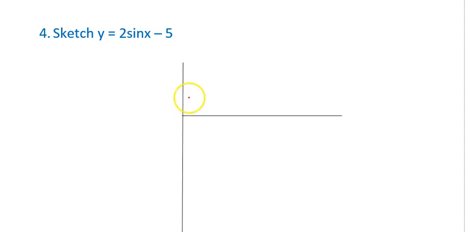Okay, for our last example, I wanted to do a combination of both things. So this 2 means that I have an amplitude of 2. We're doing a sine graph, so a full hill and a full valley. And then this -5 means I moved down 5. So again, start with your x-axis because that's the easiest thing to do at the moment. 2 pi, pi, half of that, and then 3 pi over 2.